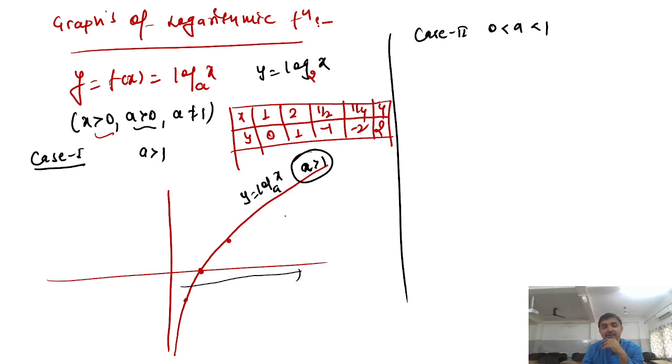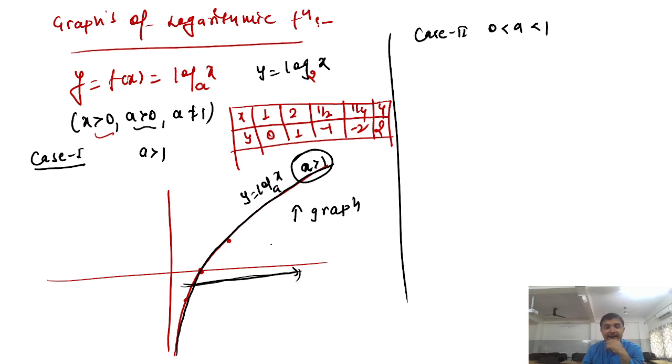So a few terminologies are there. First of all, as x values are increasing, is the graph increasing or decreasing its value? The graph is also increasing. See, as x value is increasing, the graph is going above and above, right? That means it is an increasing graph. So when will we get an increasing graph? When we have a greater than 1, we get an increasing graph of the logarithmic function.